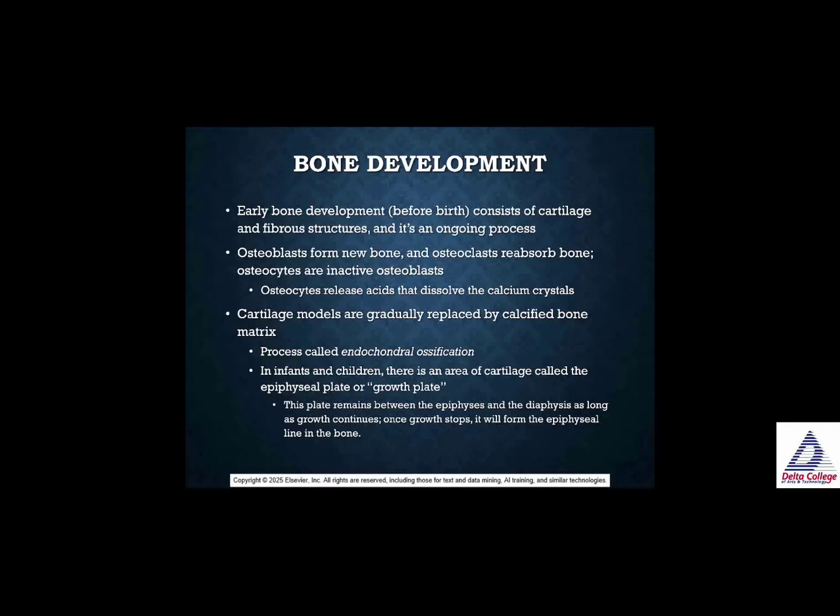Osteoclasts release acids that dissolve the calcium crystals, and cartilage models are gradually replaced by calcified bone matrix. This process is called endochondral ossification. In infants and children, there is an area of cartilage called the epiphyseal plate or the growth plate. This plate remains between the epiphysis and the diaphysis as long as growth continues.